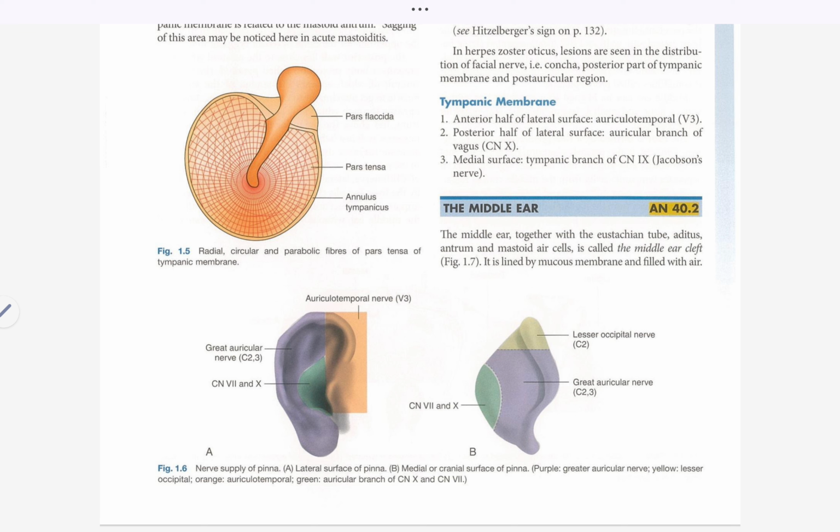Figure 1.6: nerve supply of pinna. A. The lateral surface of pinna: auriculotemporal nerve or greater auricular nerve C2, C3, cranial nerve 7 and 10. B. The medial or cranial surface of pinna: lesser occipital nerve C2, greater auricular nerve C2, C3, and cranial nerve 7 and 10.